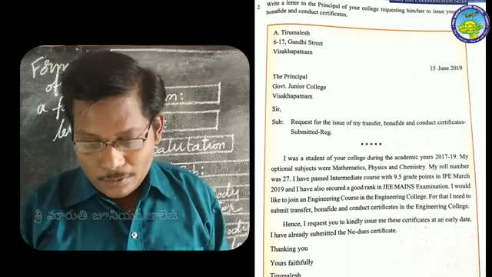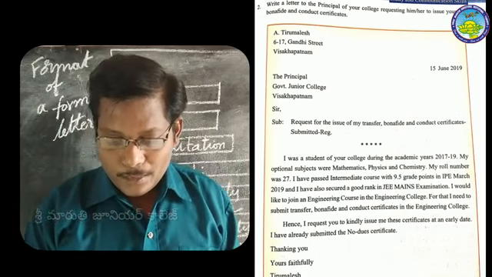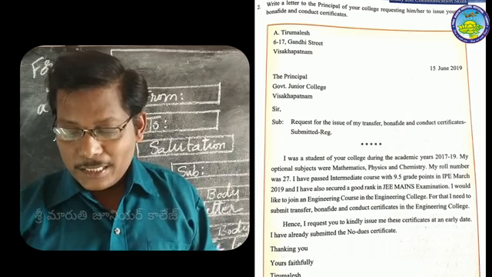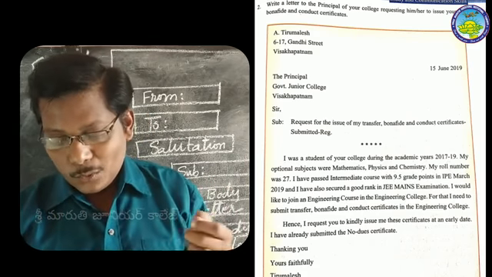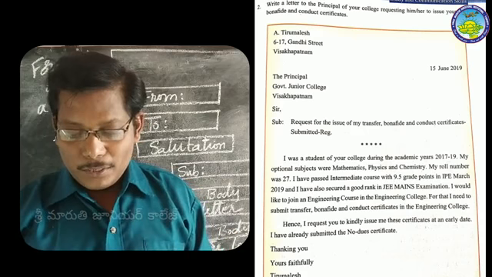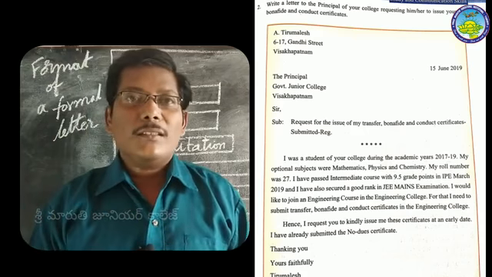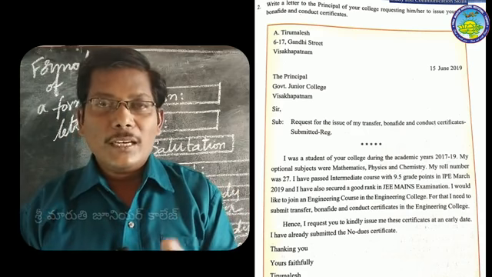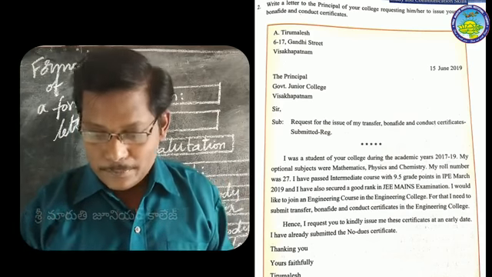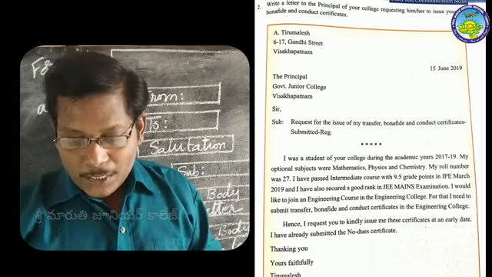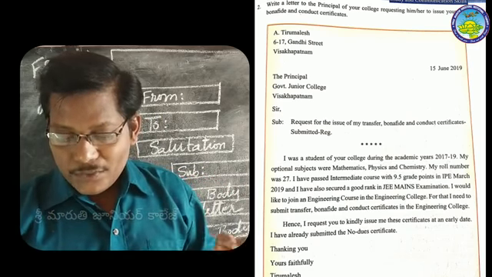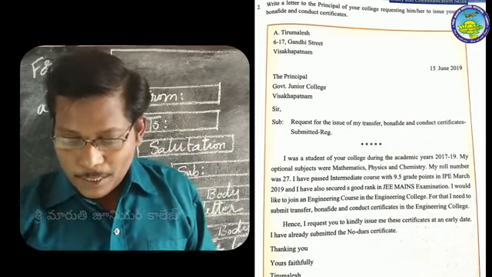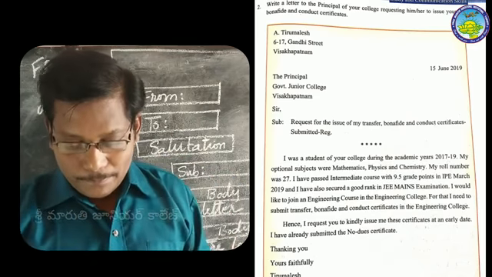Okay, so you see the first paragraph. I was a student of your college during the academic years 2017-2019. So the student has studied in this college during 2017 to 2019. In these 2 years, I think he completed his intermediate. My optional subjects were mathematics, physics, and chemistry. That means he belonged to MPC group. My roll number was 27.